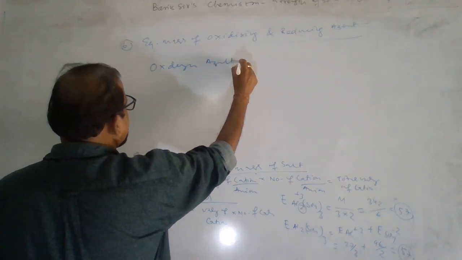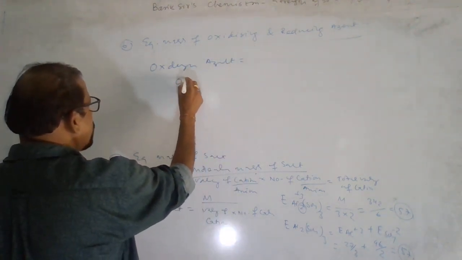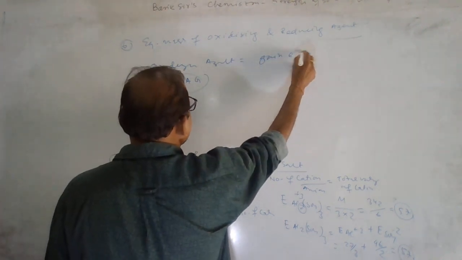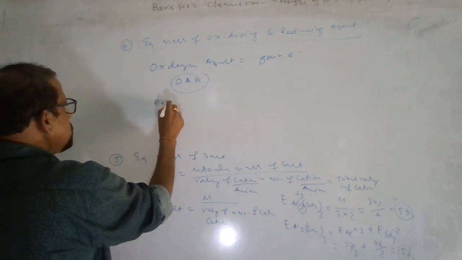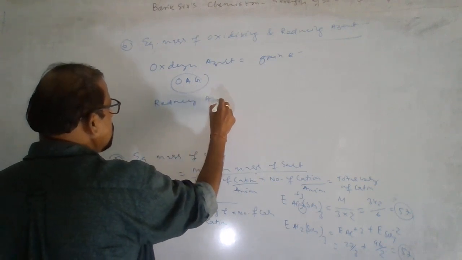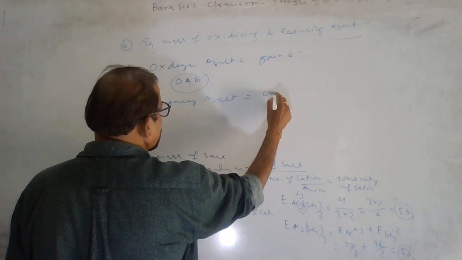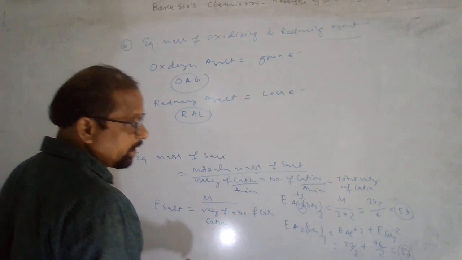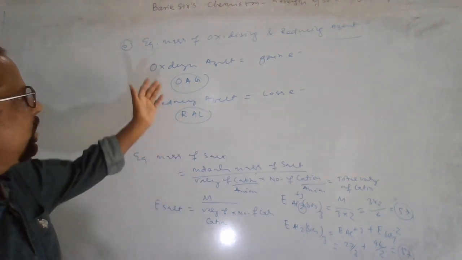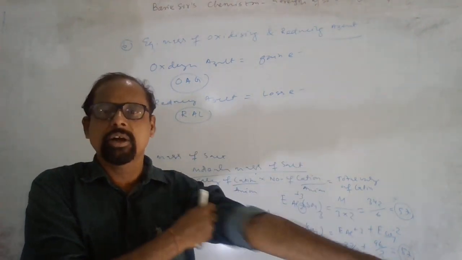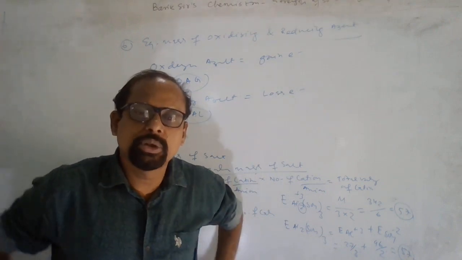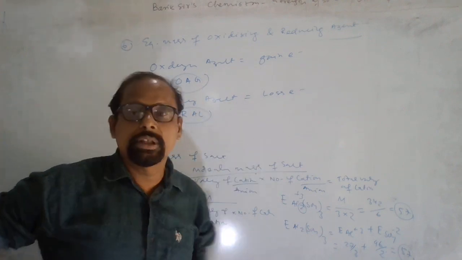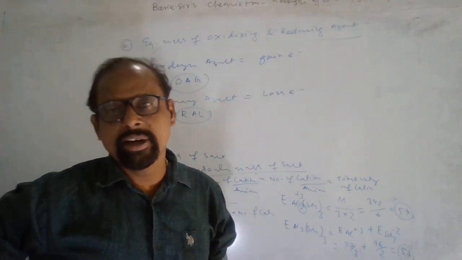Oxidizing agent, you can remember as OAG. So the oxidizing agent gains electrons, and the reducing agent loses electrons. That is RAL. For your remembering, OAG means oxidizing agent gain electron, RAL means reducing agent loss electron. So the oxidizing agent gains electrons and the reducing agent loses electrons. That way it is determined.